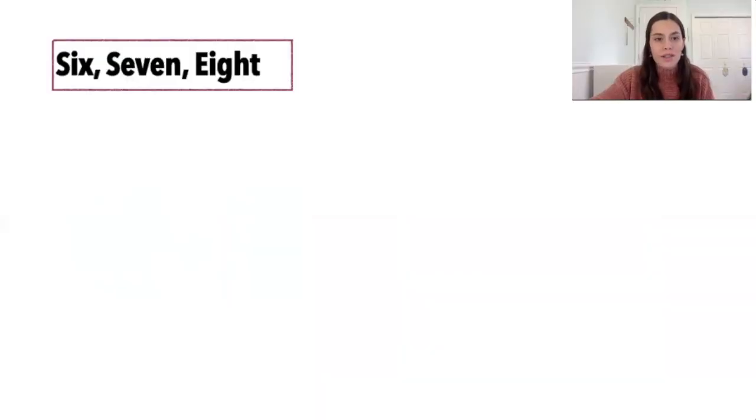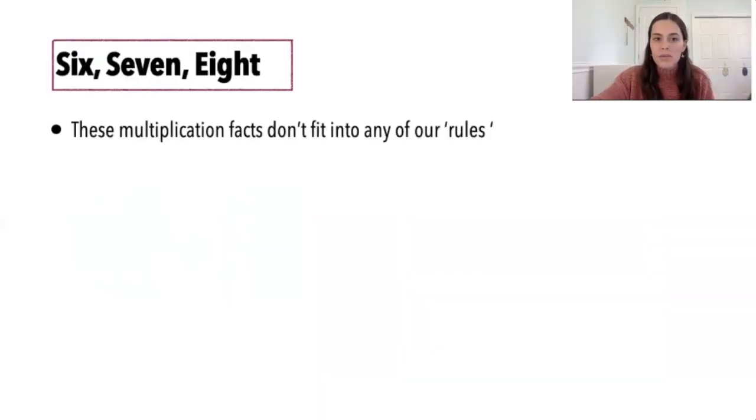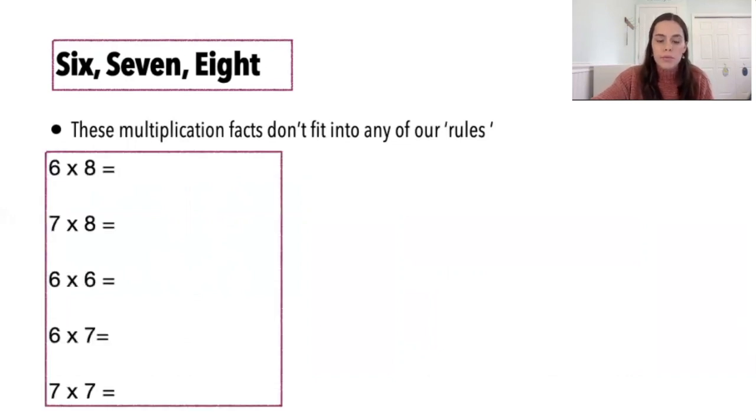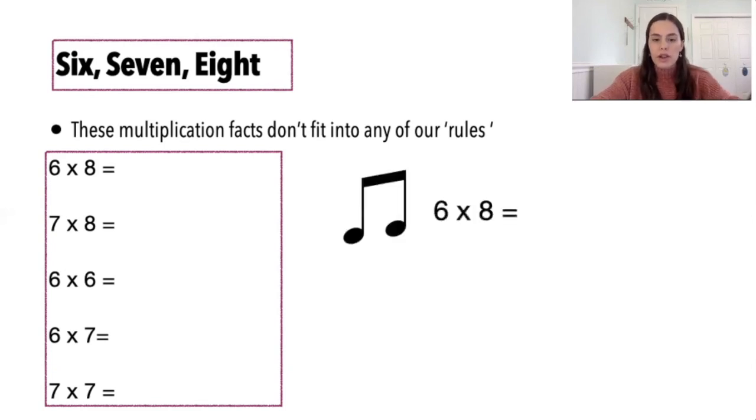6s, 7s, and 8s. These ones don't really fit into any of the rules we've talked about. So the multiplication problems that we haven't done are 6 times 8, 7 times 8, 6 times 6, 6 times 7, and 7 times 7. So for 2 of them, I actually have a cool little trick. So for 6 times 8, I always think of it as 6 times 8 is 48.